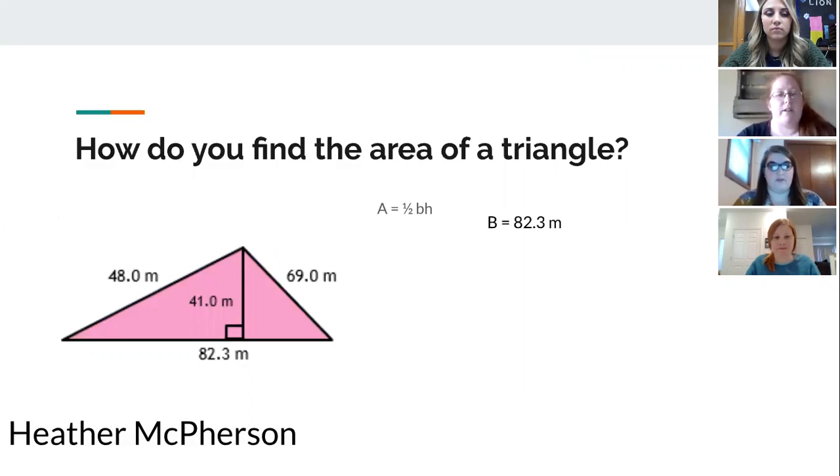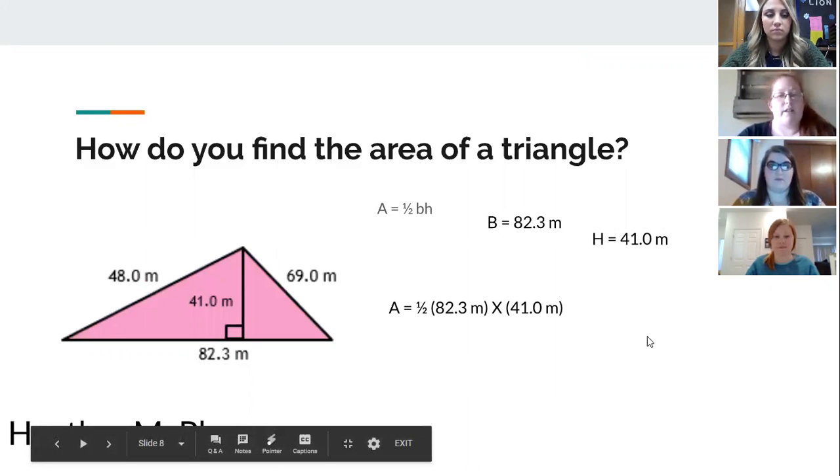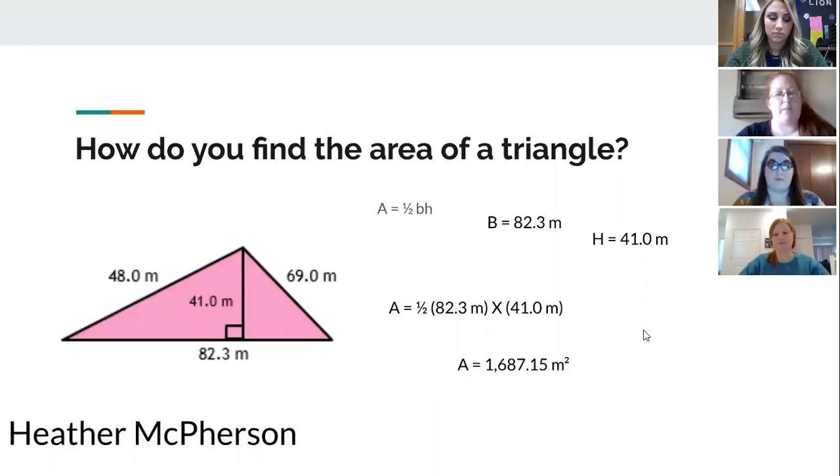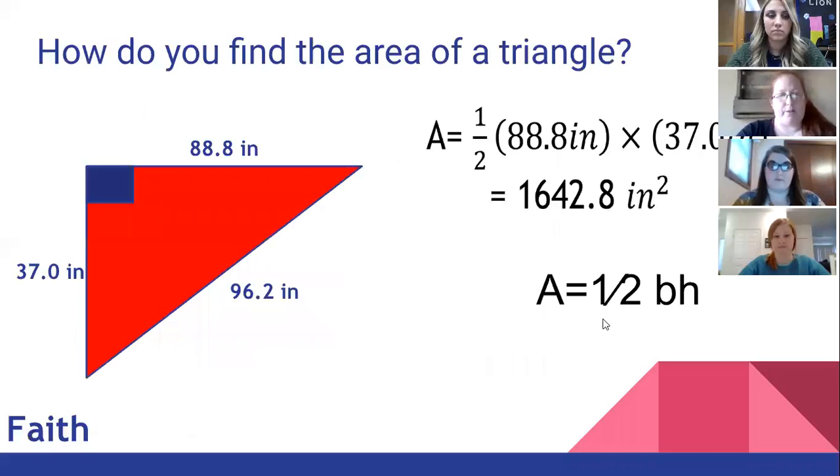And your base is going to be 82.3 meters. And your height is going to be 41.0 meters. So you're not really going to look at that slant. So you're going to plug those in, and you'd have 1/2 of 82.3 times 41.0. So your area is going to equal 1,687.15 meters squared because you're multiplying them together.